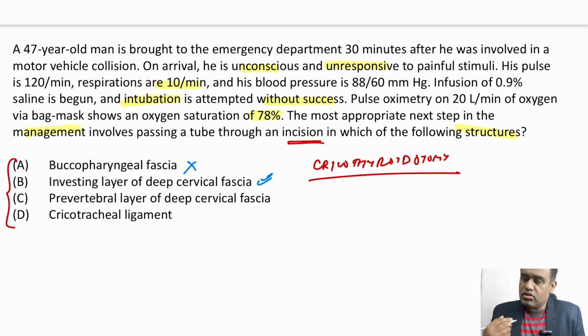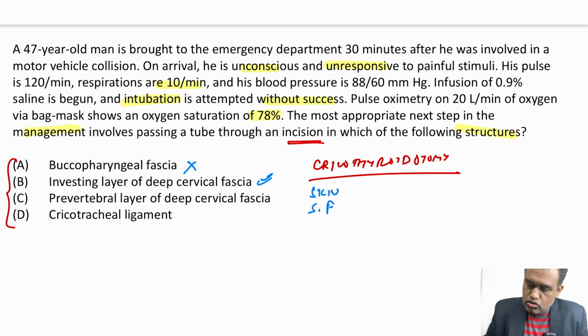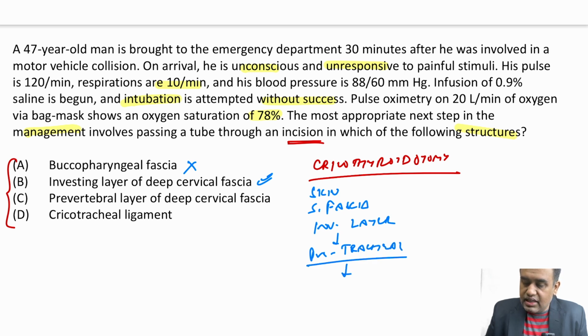So, if you have to do a cricothyrotomy, the structures that you need to cut are obviously the skin and the superficial fascia. Then you have to cut the investing layer without a doubt to enter where? Into the pretracheal fascia. Then you have to enter through the pretracheal fascia, and then slowly you will reach the membrane, and you have to enter through the cricothyroid membrane into the respiratory passage. But you have to cut the investing layer. So, the investing layer needs to be cut.